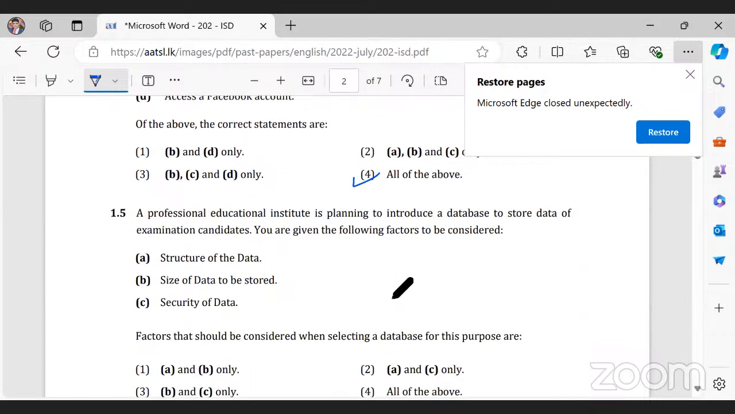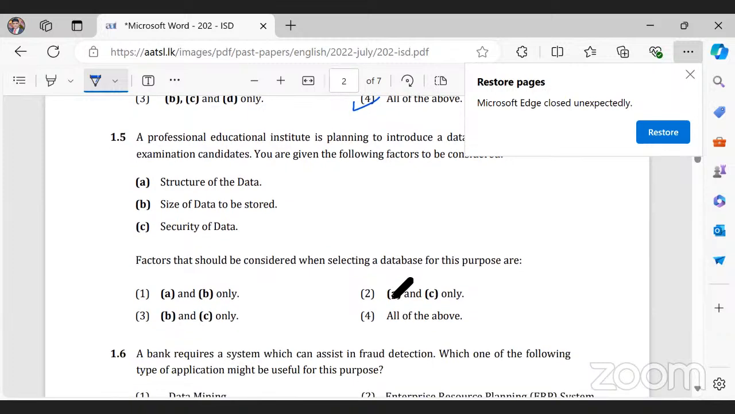A professional educational institute is planning to introduce a database to store data of examination candidates. You are given the following factors to consider: structure of data, size of data to be stored, security of data. These are factors that should be considered when selecting a database. Definitely we have to think about the structure, size, and security, and we have to consider all these functionalities. Then the answer is answer 4.